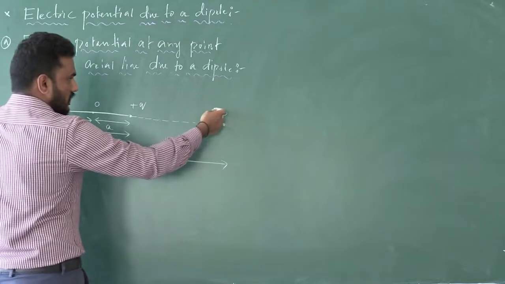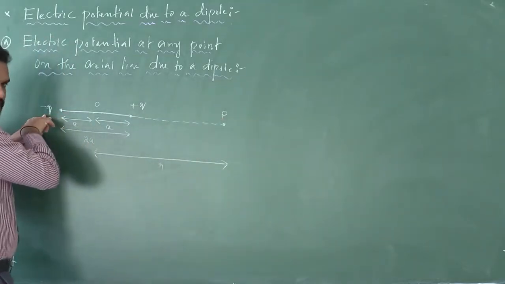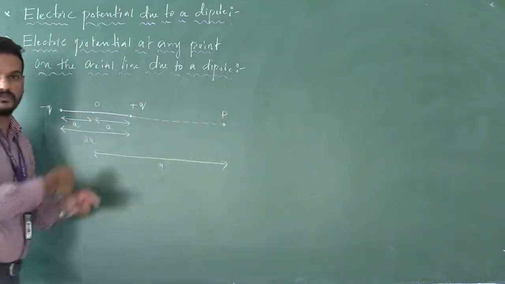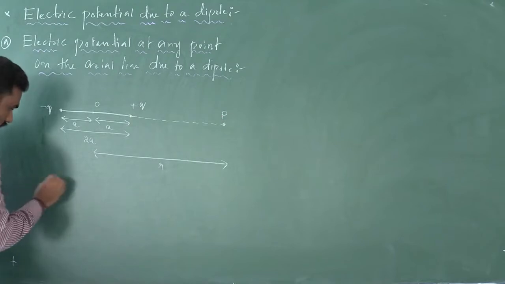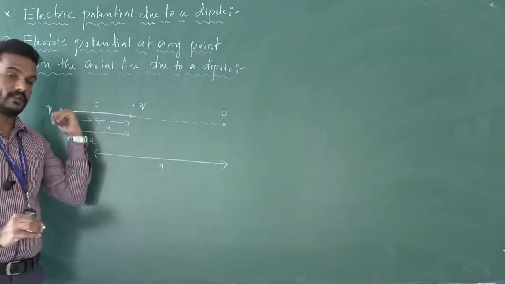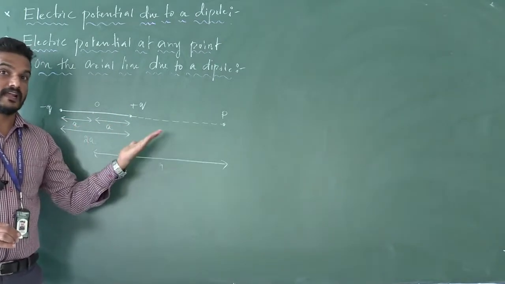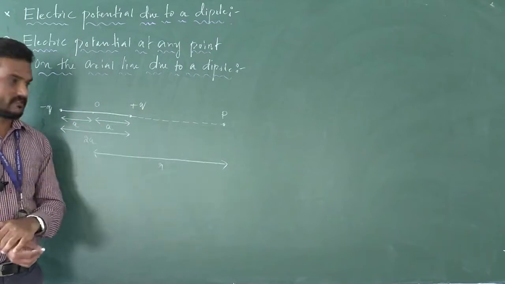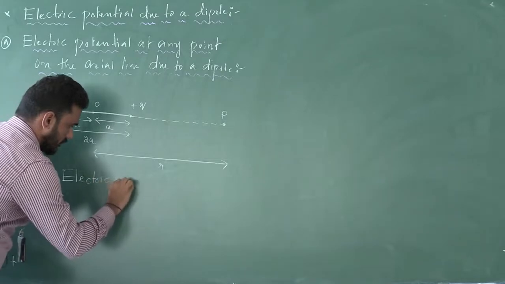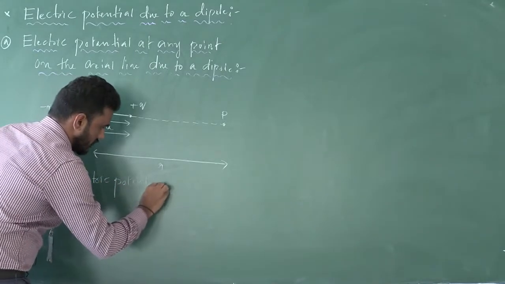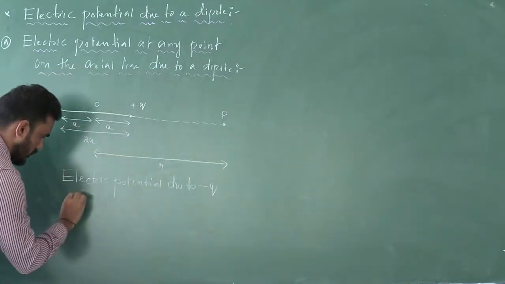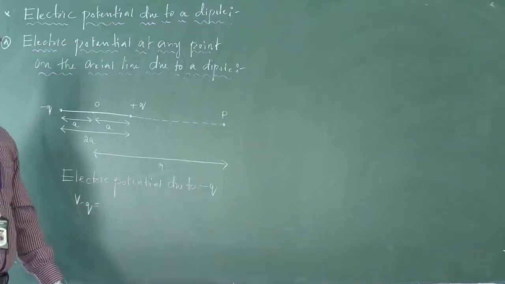Now there is a potential at point P due to the negative charge, whereas there is also an electric potential at point P due to the positive charge. We shall give the name V minus Q for the electric potential due to the negative charge, and V plus Q for the electric potential due to the positive charge.